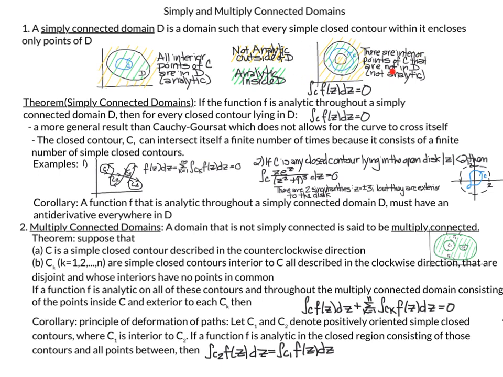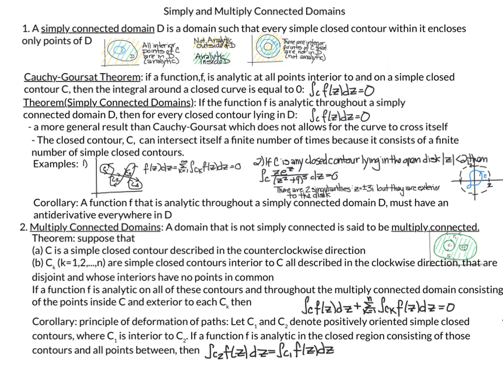A counterexample of a simply connected domain is this one here. So here we have our domain. It's kind of this circular shape with the middle part here, this middle circle, where it is not analytic. So now we can draw a closed contour, this closed contour C, such that it contains points that are not in our domain, where our function is not analytic. So this is not a simply connected domain.